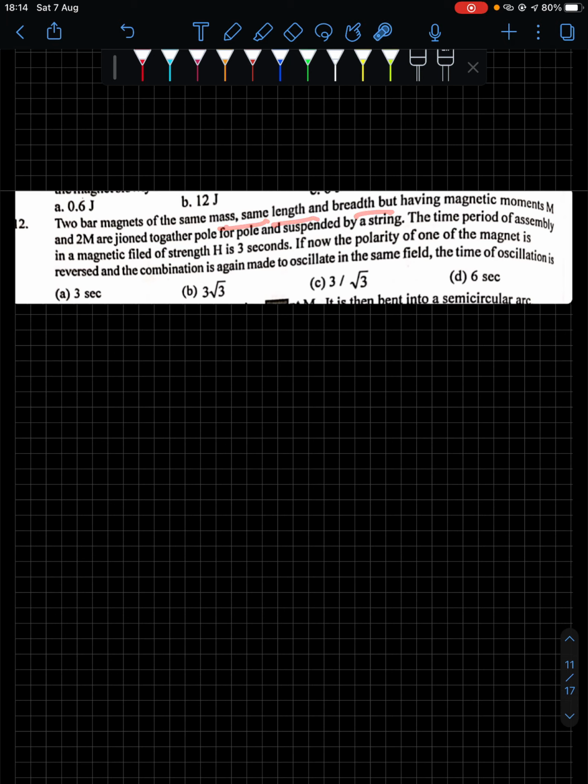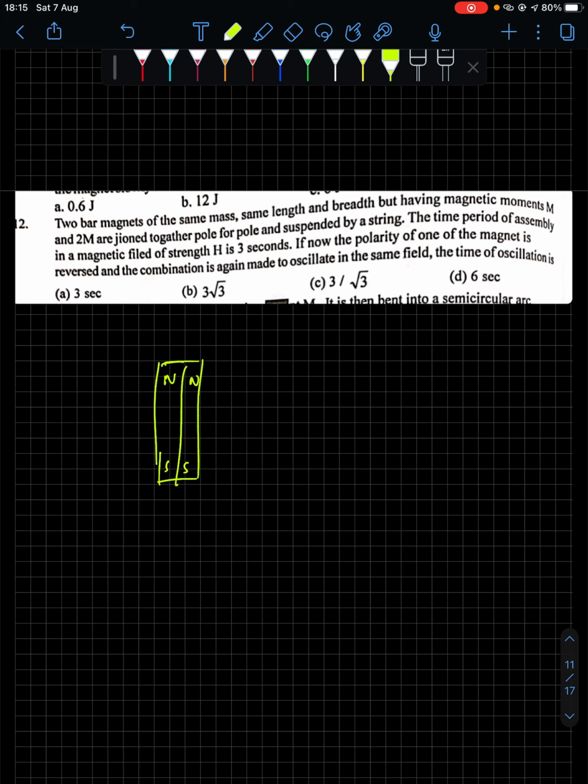You have 2 bar magnets. They are of same mass, length and breadth, but they have different magnetic moments, M and twice M. Now the first arrangement is pole for pole, and when you suspend them by a string, then the time period of oscillation in a magnetic field of strength H is 3 seconds. All right, so the first arrangement is like pole for pole. Pole for pole arrangement is this: north facing and south facing in one direction.